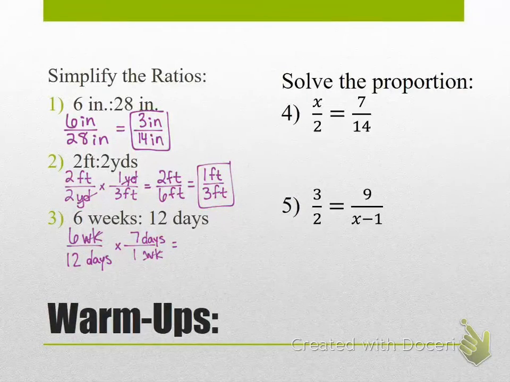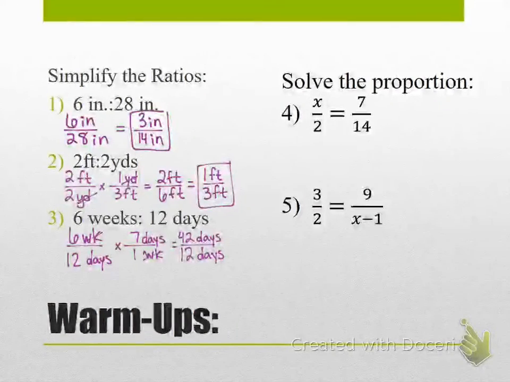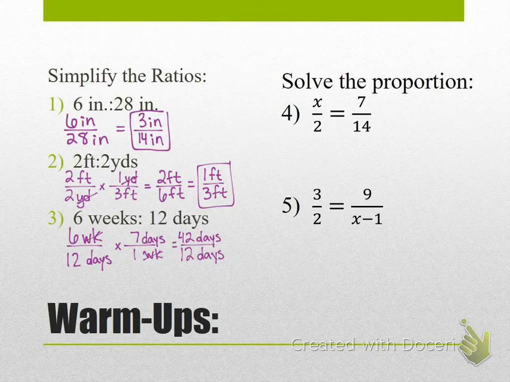6 times 7, 42 days to 12 times 1, 12 days. Are we done or do we have more work? More work, because this will simplify. We can divide them both by 6. Good. 42 divided by 6 is 7. 12 divided by 6 is 2. So 7 days to 2 days.